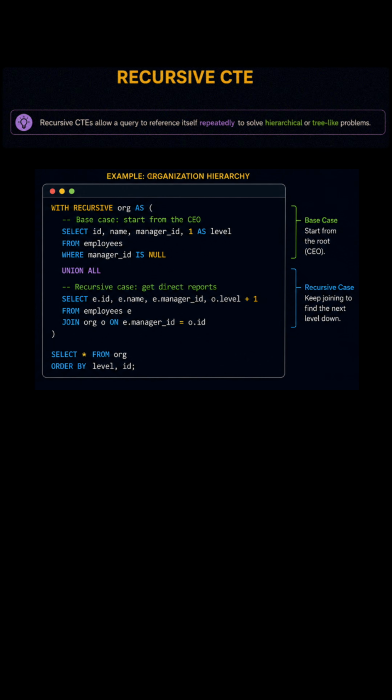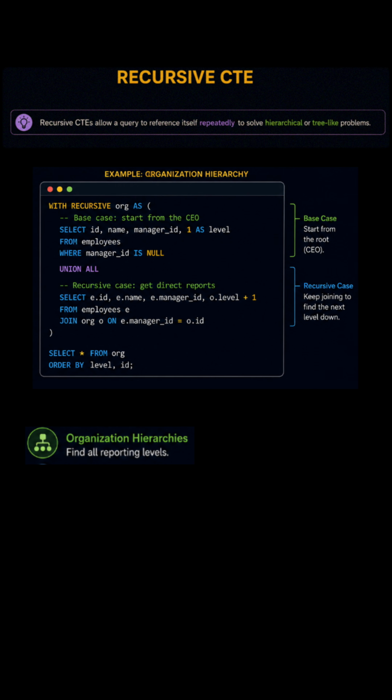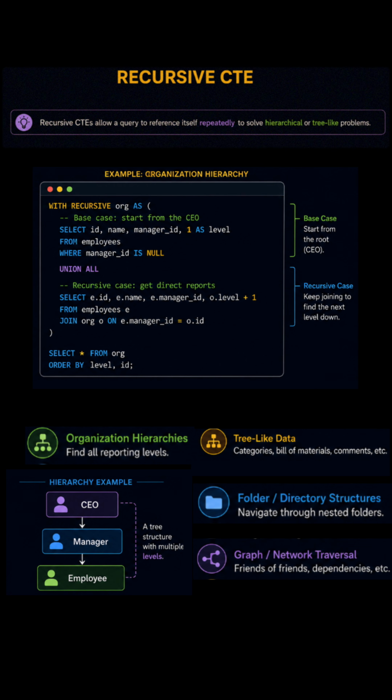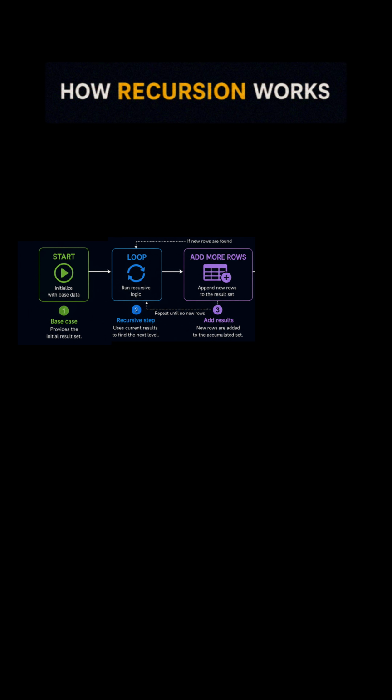Now things get really interesting. Recursive CTEs allow SQL to repeatedly reference itself. This is used for hierarchies, tree structures, organization charts, folder systems, and graph-like traversal problems. How does recursion work? Recursive CTEs work in loops. It starts with an initial result, then repeatedly runs the recursive logic until no new rows are produced.